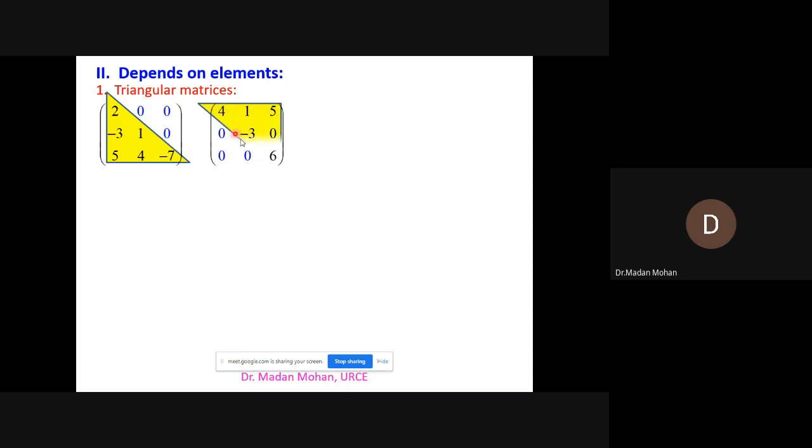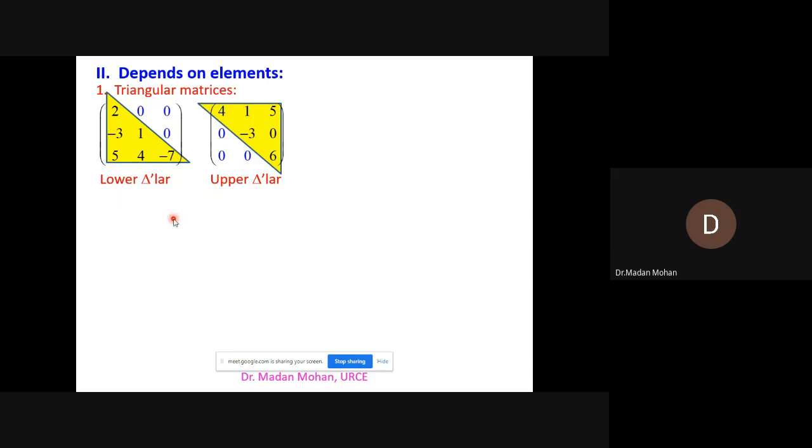It also looks triangular. It is also a triangular matrix. In particular, this is called a lower triangular matrix. This is an upper triangular matrix.